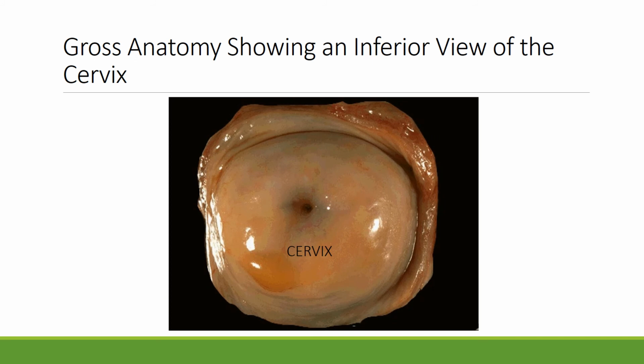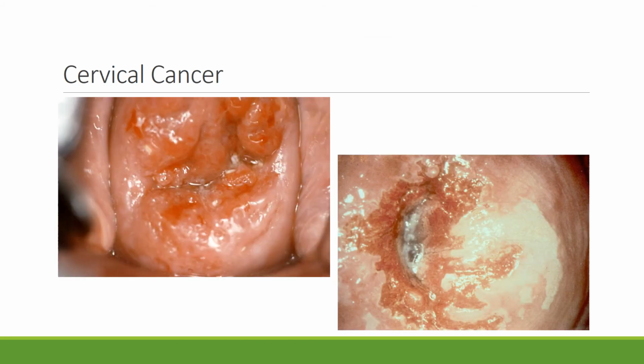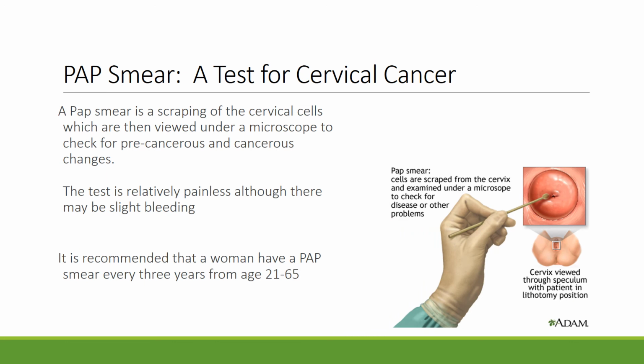Here again is the slide that you saw earlier showing an inferior view of the cervix. Following is a slide of cervical cancer, and it is graphic, so please view this with caution. Both of these pictures are examples of cervical cancer. There's a simple test for cervical cancer known as the Pap smear or the Pap test. It is a simple scraping of the cervical cells, which are then put under a microscope and viewed for precancerous and cancerous changes. This test is relatively painless, but there may be a slight bit of bleeding.